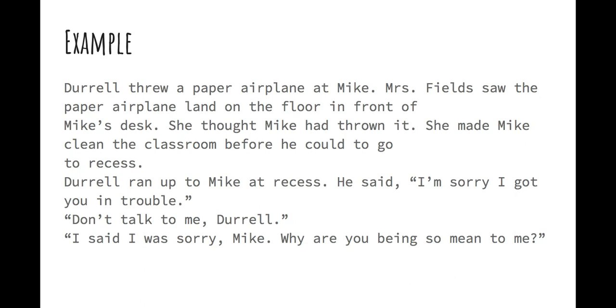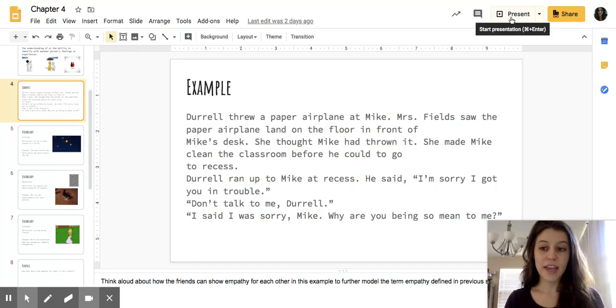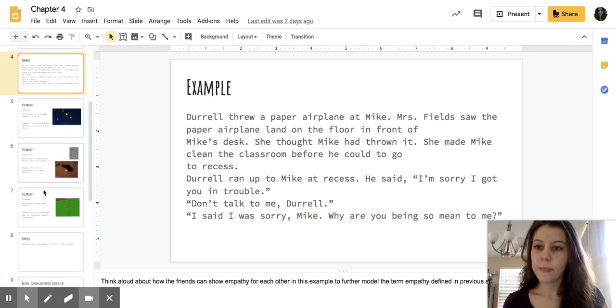So this is a situation that could maybe realistically happen in a classroom. And it's a situation where if Darrell and Mike had empathy for each other, maybe they wouldn't be in this situation of being angry with one another. Think about how Darrell could have shown empathy in this situation. Think about how Mike could have shown empathy in this situation. And as a challenge, could Mrs. Fields also show empathy? Let us know what you think. You can comment your ideas, email us your ideas.